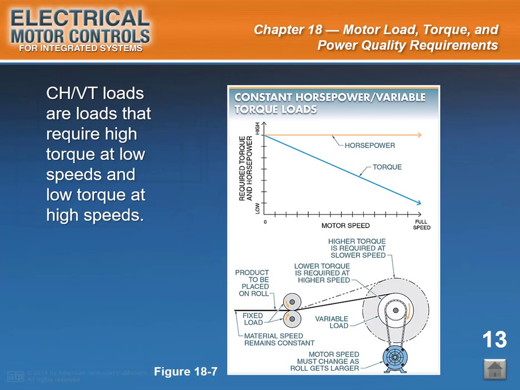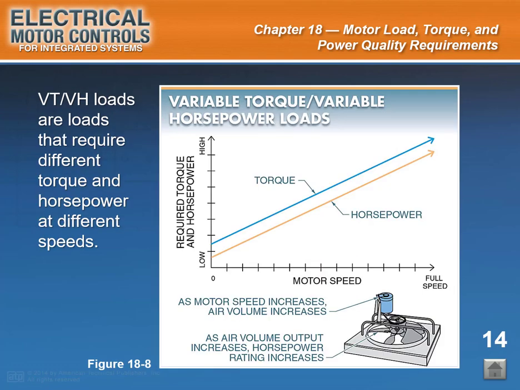Start of slide 13. Slide caption. CH / VT loads are loads that require high torque at low speeds and low torque at high speeds. See Figure 18-7. A constant horsepower / variable torque load is a load that requires high torque at low speeds and low torque at high speeds. Since the torque requirement decreases as speed increases, the horsepower remains constant. Speed and torque are inversely proportional in CH / VT loads. End of slide 13. Start of slide 14.